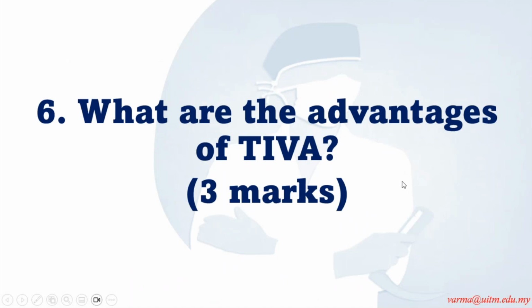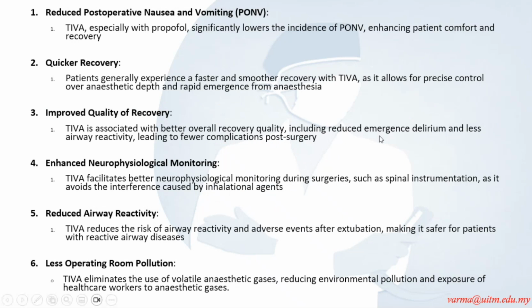Next, we go to questions which are more applied and more like a conclusion kind of question. This is asked in the final as well. So you have to know at least the basic advantages of TIVA. We are not talking about paragraphs and paragraphs. We're going to put it in point form. For 3 marks, I will say it's 0.5 marks per point, so you take it as 6 points. Okay. So these are the well-established, evidence-based advantages of TIVA over inhalational anesthesia. We are talking about TIVA versus complete inhalational anesthesia.